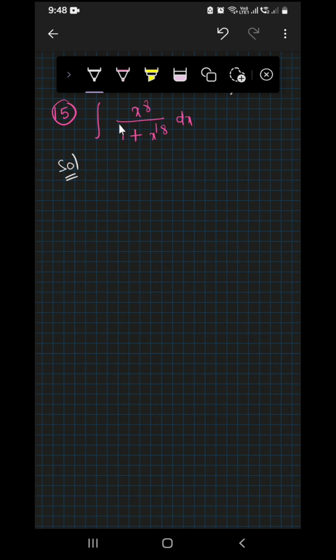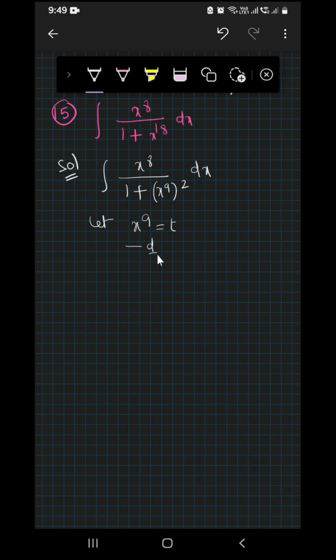Question is integration of x power 8 by 1 plus x power 18 dx. So if you see the question, we have x power 8 there, which is the derivative of x power 9. That's why we should write x power 18 as x power 9 whole square. Integration of x power 8 by 1 plus (x power 9) whole square into dx. So now let us assume x power 9 as t. So let x power 9 is equal to t.